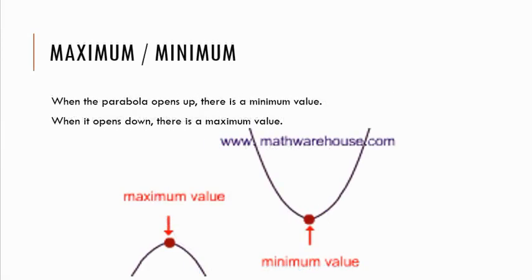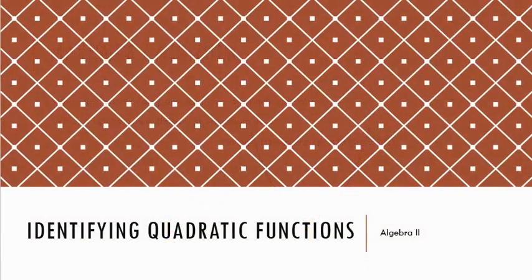So, if you think about it, when the parabola opens up, that means on both sides, left and right, it is approaching infinity. It's getting higher and higher and higher. So there can't be a maximum value. Then there's a minimum value, and it happens at that vertex. When it opens down, which means both sides are heading down towards negative infinity, then there is a maximum value and no minimum value.